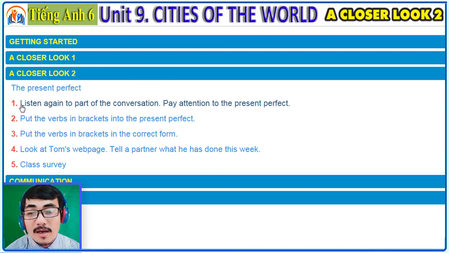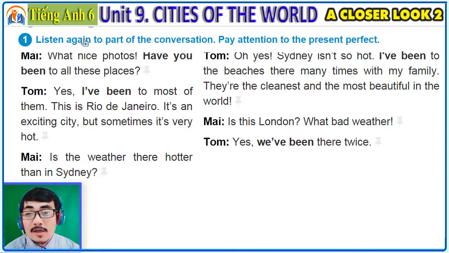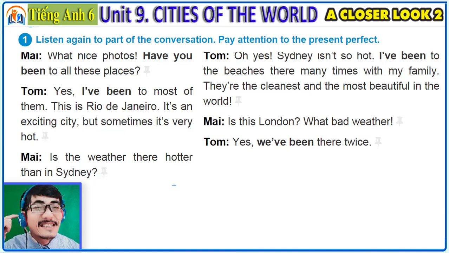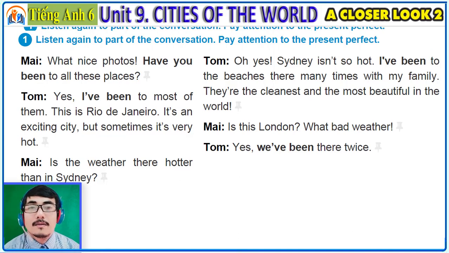Let's get started with activity number 1. Listen again to part of the conversation. Pay attention to the present perfect. Okay, here is activity number 1. Now you look at the conversation between Mai and Tom, and then you listen. Activity 1. Listen again to part of the conversation. Pay attention to the present perfect.